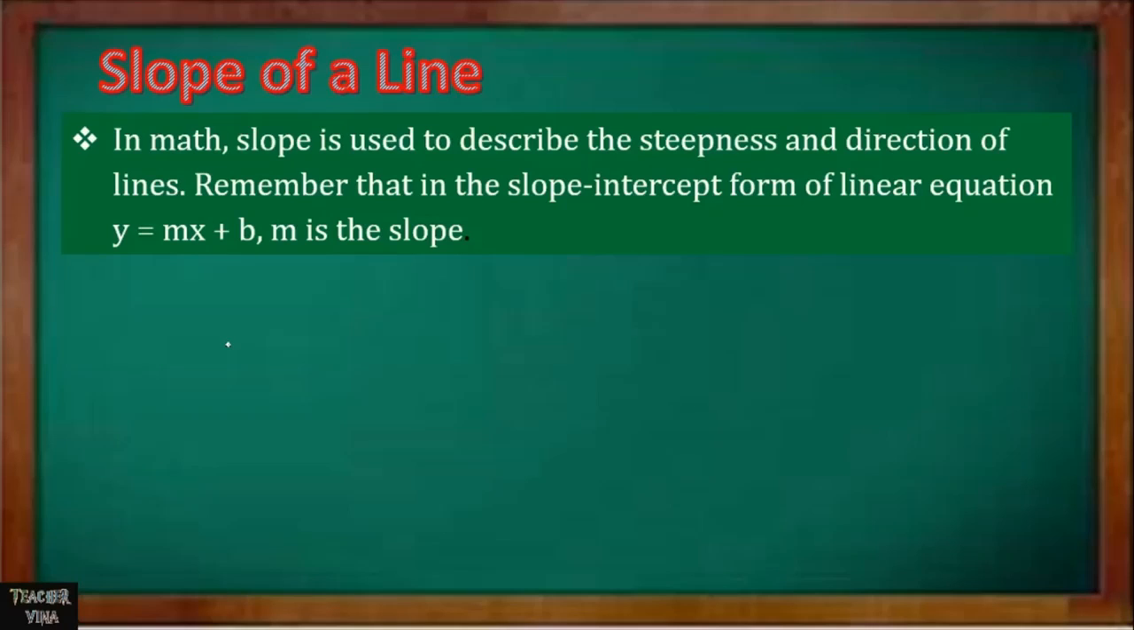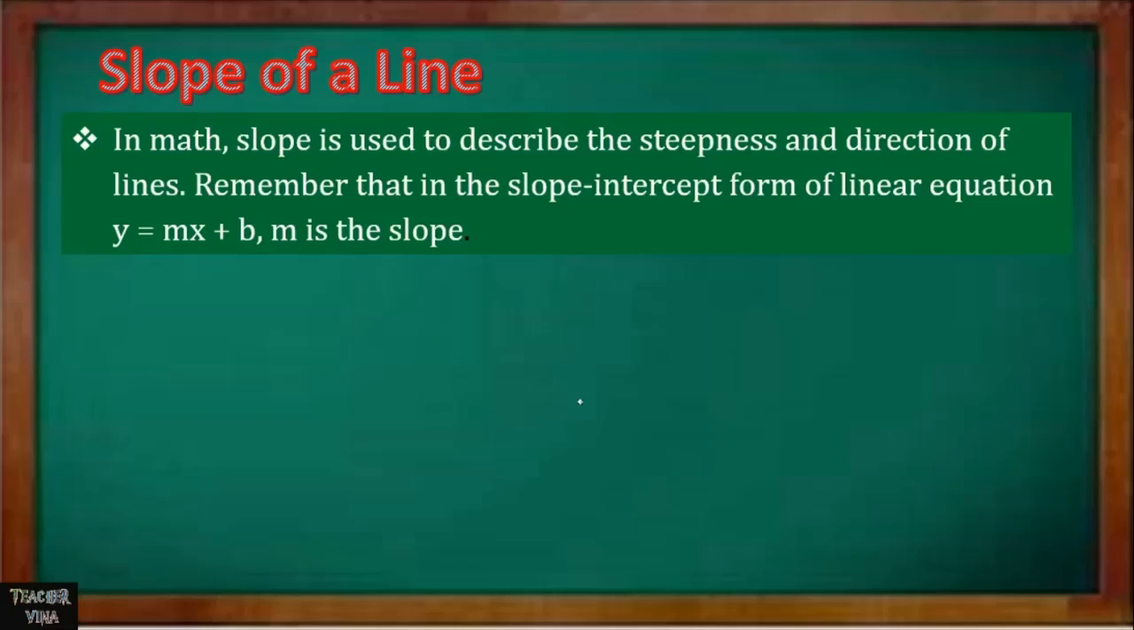Slope of a line. In math, slope is used to describe the steepness and direction of lines. Remember that in the slope-intercept form of a linear equation, y is equal to mx plus b. The m there, or the numerical coefficient of x, is the slope. Example, in the equation y equals negative 3x plus 2, the slope here is negative 3.